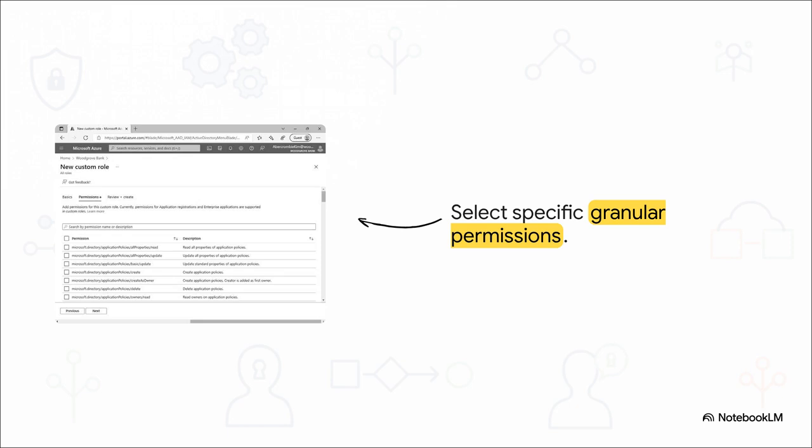Next up is the Permissions tab, which is the real meat of the configuration. Here, you'll search for specific actions. You'll notice they generally follow a format, starting with Microsoft.directory, followed by the resource and the action, like read or update. You're literally building this role block by block, ensuring it can only do exactly what you say it can.